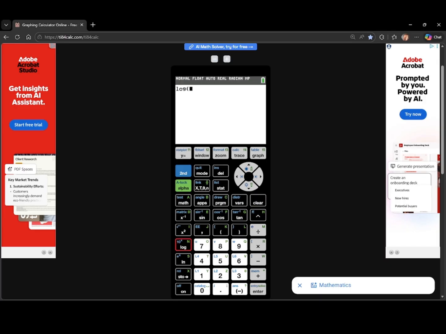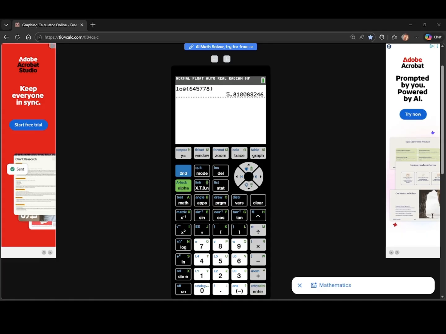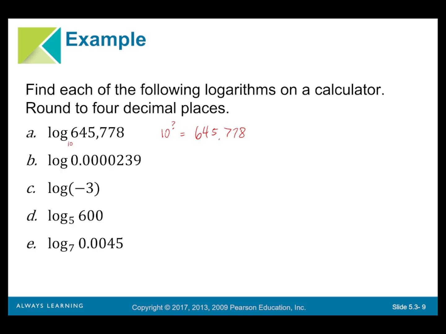See, I have log, and I can just use my standard log button here. It's log base 10 of 645,778. That's log base 10. Well, that's 5.810. So we write that down. Our question mark or our log equals 5.810. Great.